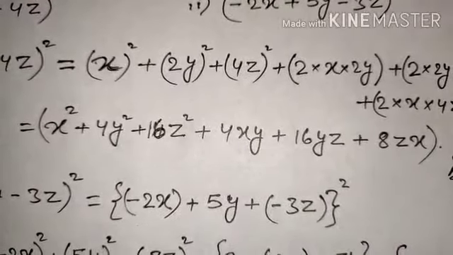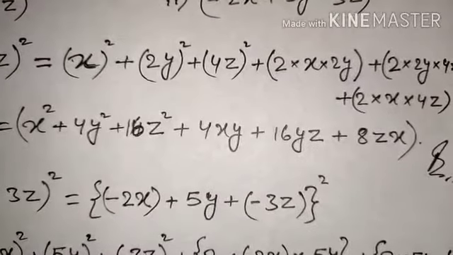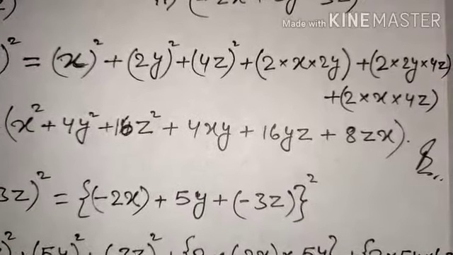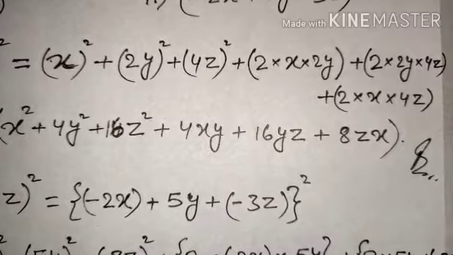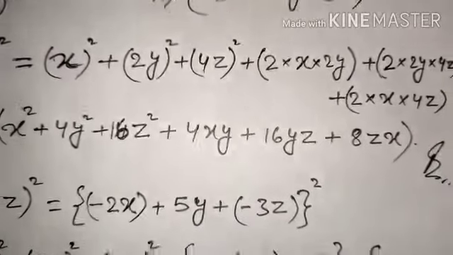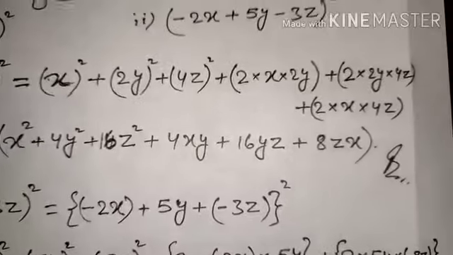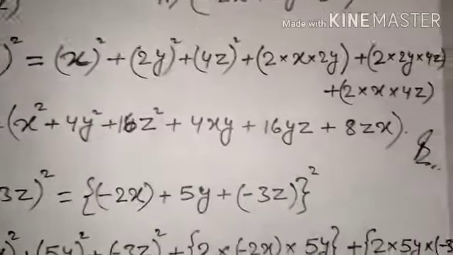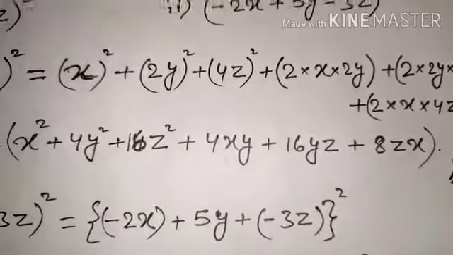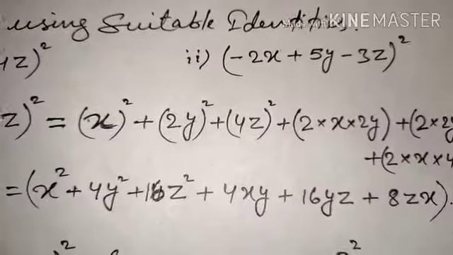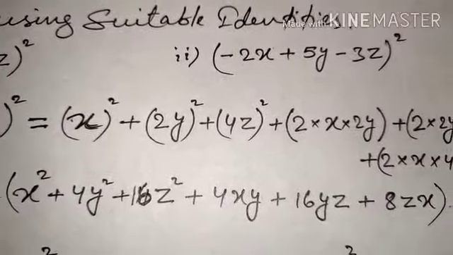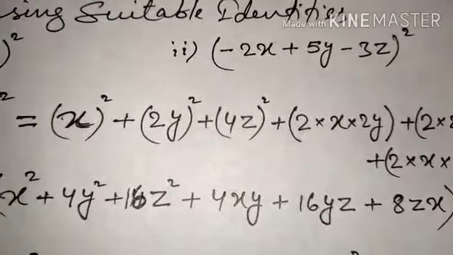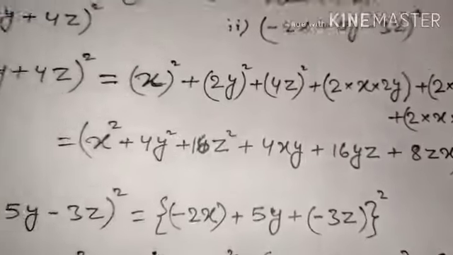And now we'll substitute the values like that only. So 2ab, 2x into 2y, so 2 into 2 is 4xy, and then 2 into 2y into 4z will become 16yz, 4 twos are 8, 8 twos are 16, and now 4 into 2, that is 8zx. So finally we got the answer for this expansion, that is x square plus 4y square plus 16z square plus 4xy plus 16yz plus 8zx. So this is the answer for this question.